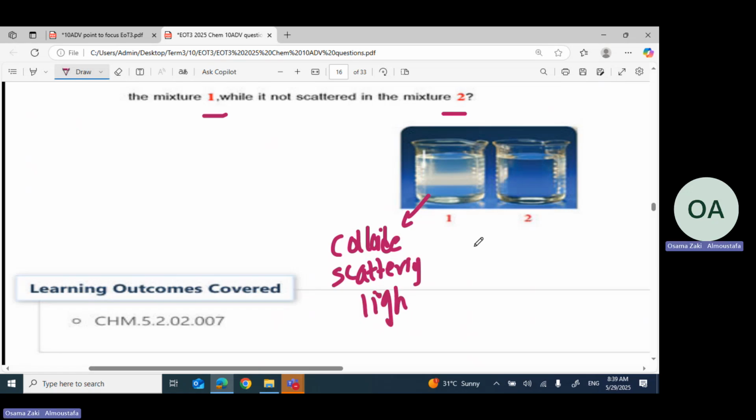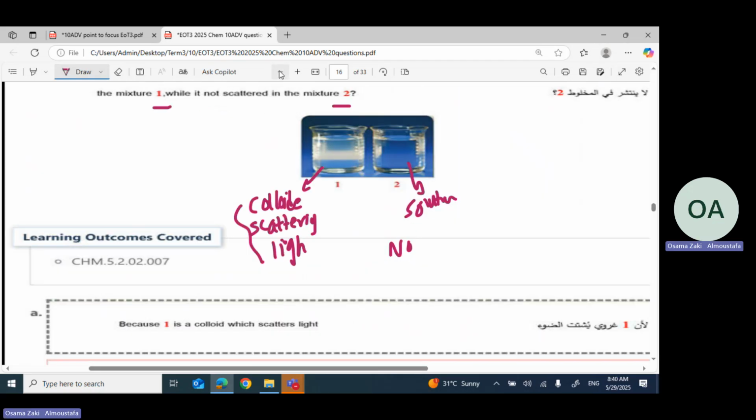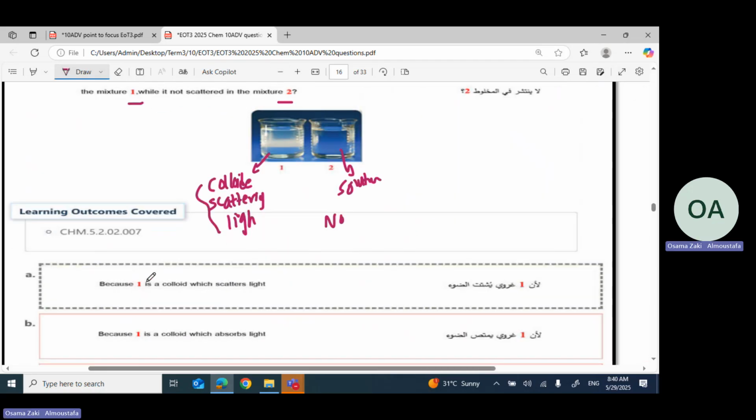Scattering light. Here, this is solution because it's clear, so no scattering light. So here we have the Tyndall effect, as you see. This Tyndall effect appears here. So one is colloid. Which scatters light? Yeah, this is the correct option.